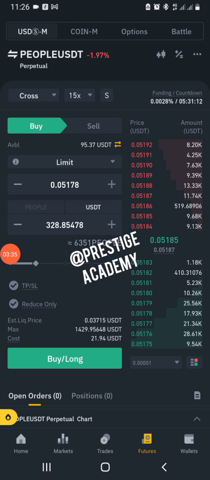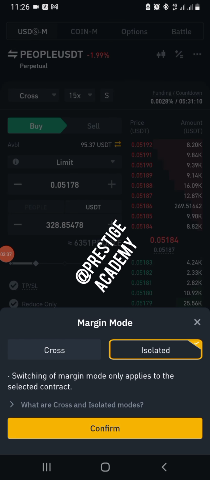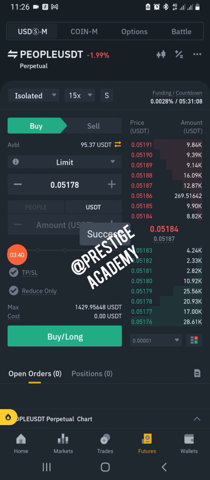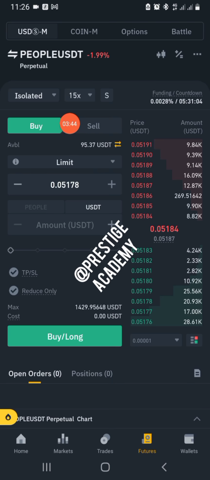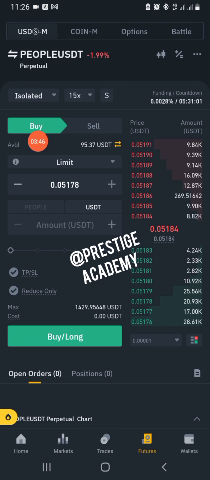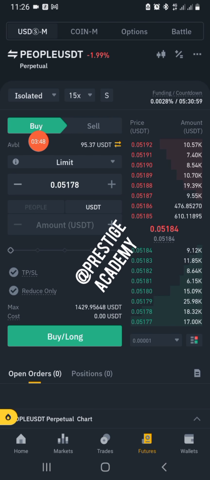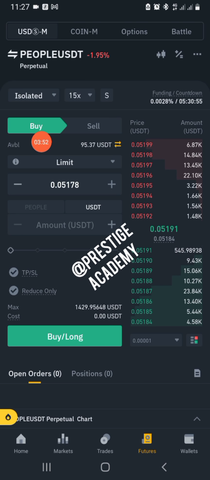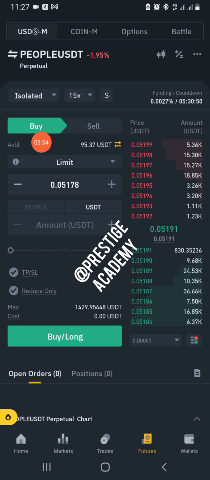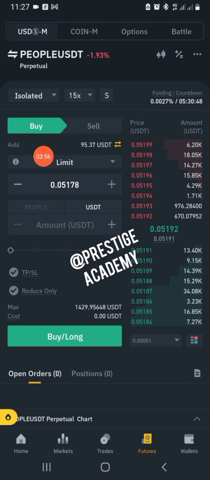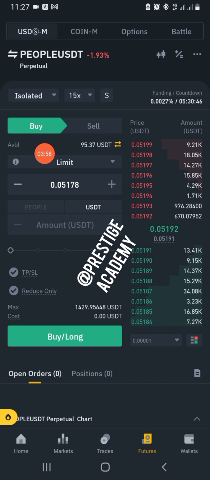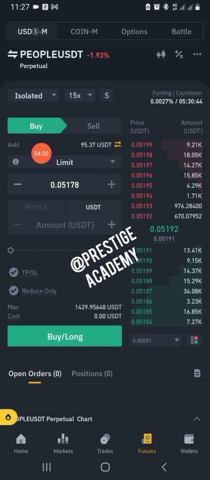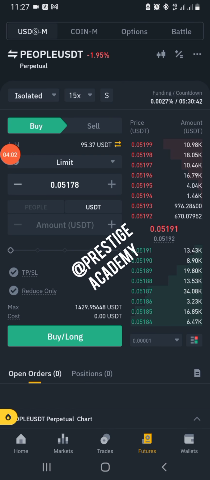Why isolated? Isolated simply means that whenever you use $20 to trade and that trade goes against you and takes your $20, once that $20 is taken, let it close. Once the $20 is gone, let the trade close. I don't want to be on the trade again. That's just what cross and isolated margin means.